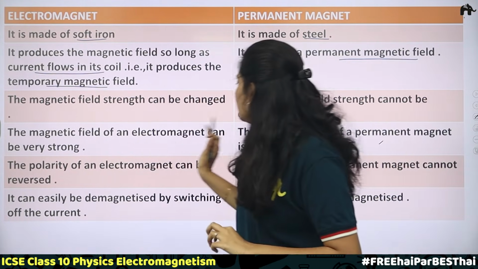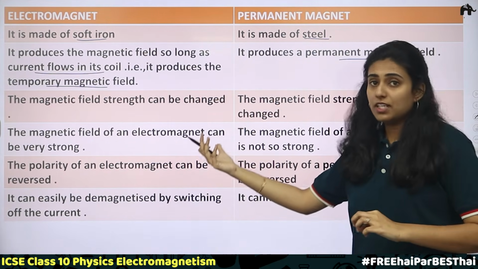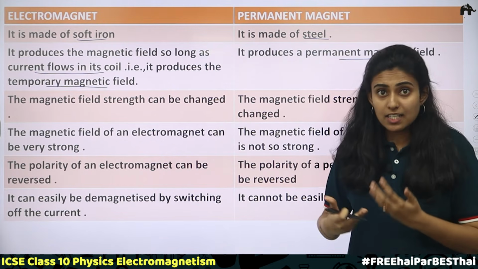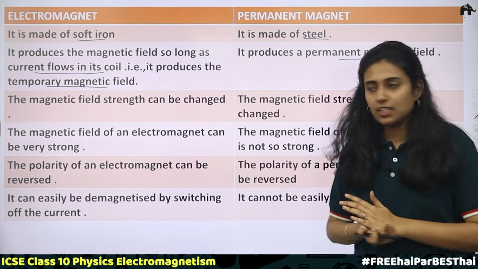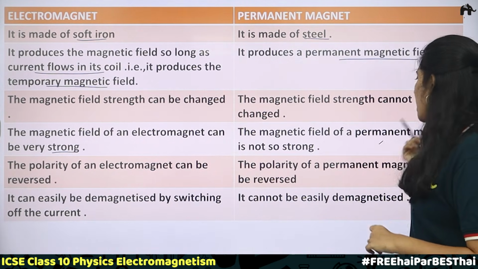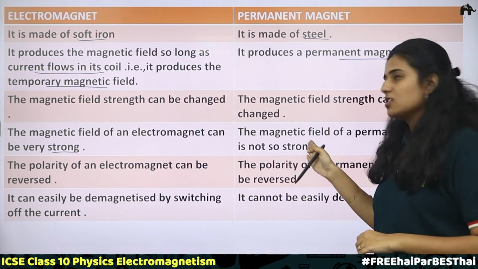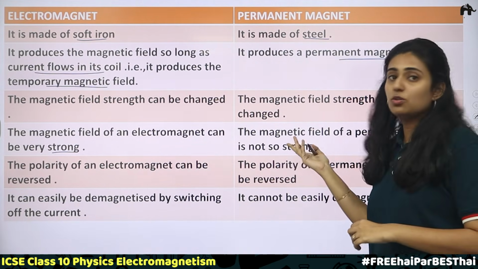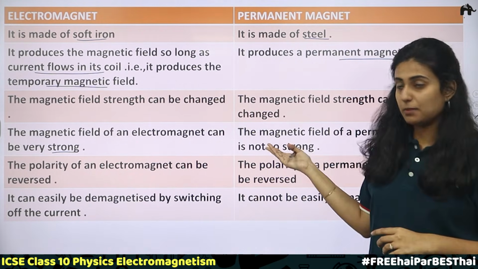The magnetic field of an electromagnet can be very strong. It can produce a very strong magnetic field. How can it produce? Because when the current increases or the number of turns increases, accordingly the magnetic field also increases. Therefore, a strong magnetic field can be produced. The magnetic field of a permanent magnet is not so strong. Because when you make a comparison, it is not much strong because there is no current flow or number of turns. There is no dependence for a permanent magnet.